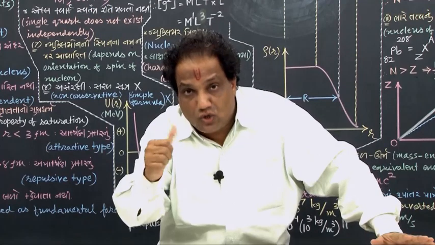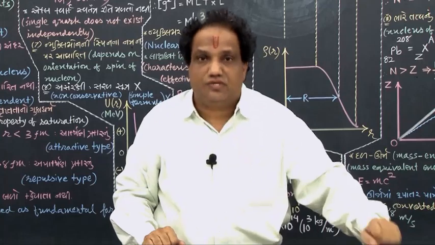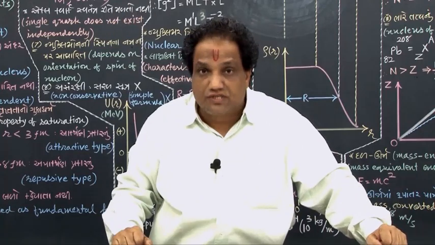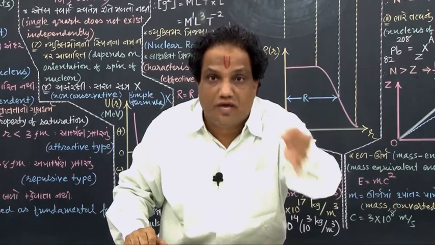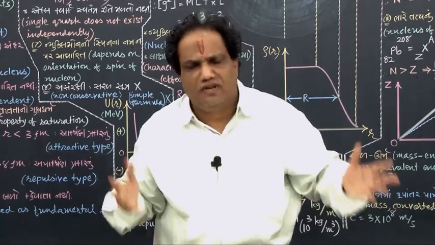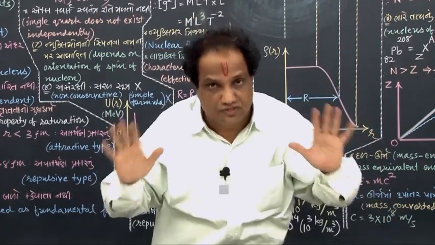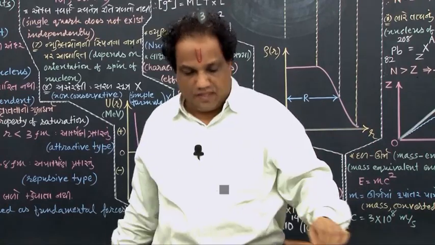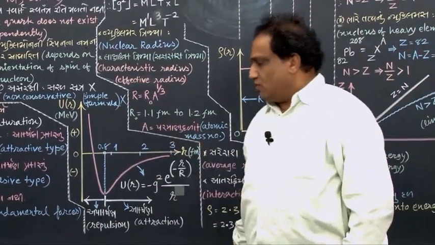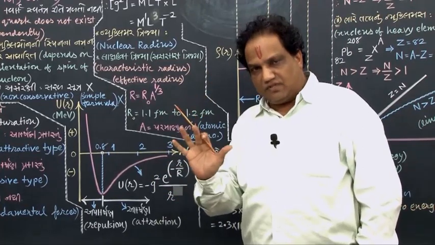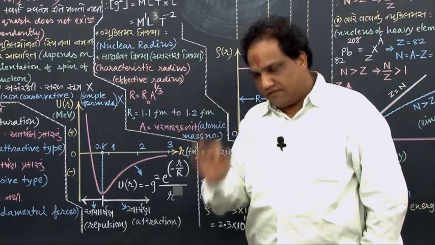Nuclear forces do not depend on charge. Coulombic forces depend on charge. Nuclear forces do not obey Coulomb's law. Coulombic forces obey Coulomb's law, correct? So there are very good points of difference between nuclear forces and Coulombic forces. Got it? Fine. Now let us see one graph. In the textbook they have simply given that graph, not at all explained. I will explain it to you, just concentrate here.